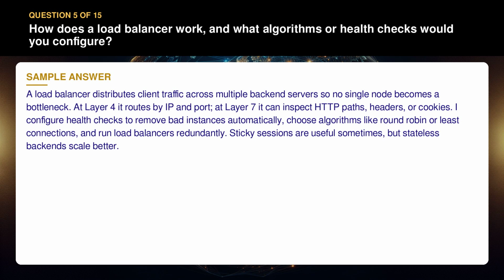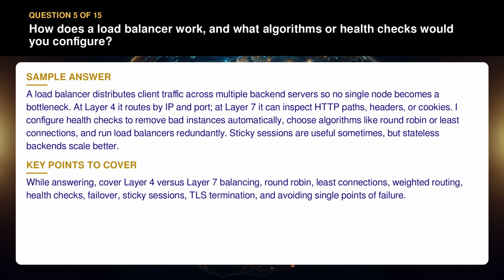I configure health checks to remove bad instances automatically, choose algorithms like round-robin or least connections, and run load balancers redundantly. Sticky sessions are useful sometimes, but stateless backends scale better. While answering, cover layer 4 versus layer 7 balancing, round-robin, least connections, weighted routing, health checks, failover, sticky sessions, TLS termination, and avoiding single points of failure.